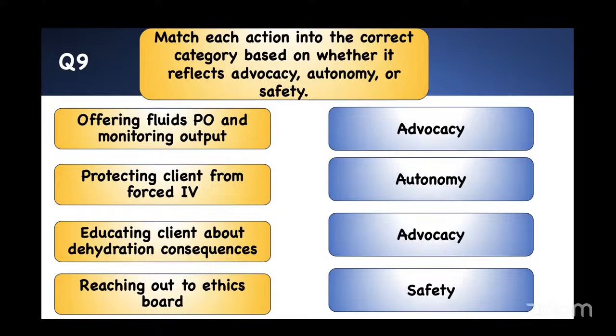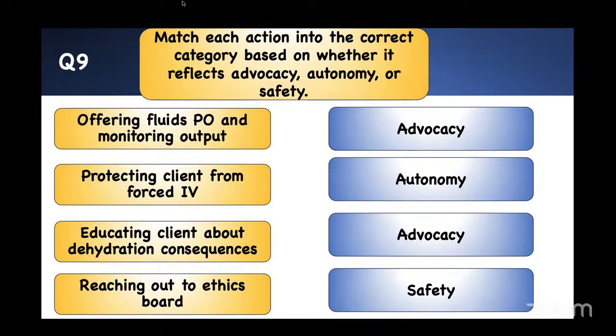What is the nurse doing? Protecting the client from forced IV, because that's what the doctor said. What is the nurse doing? Educating the client about dehydration consequences. What is the nurse doing? Reaching out to the ethics board. What is the nurse doing? Is the nurse acting as advocate? Is the nurse ensuring patient autonomy? Or is the nurse providing safety?